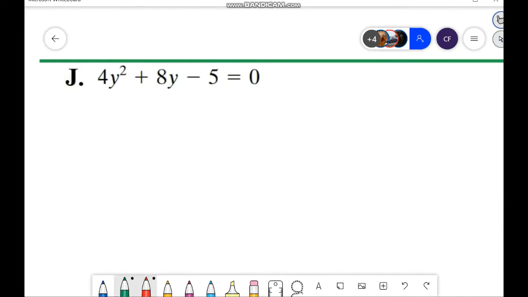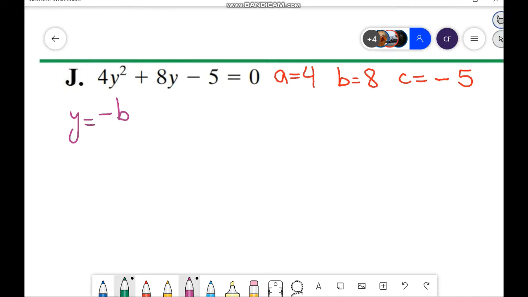Now for letter J. I think letter J, the best is going to be the quadratic formula, because you can find A equals 4, B equals 8, and C equals what? Negative 5. Plug it into the formula. y equals negative B plus or minus the square root of B squared minus 4AC over 2A. Now plug in the numbers.